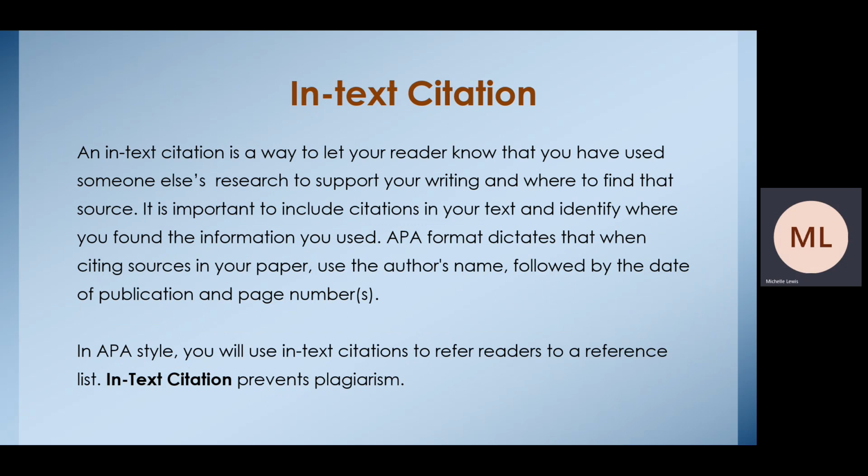What is in-text citation? An in-text citation is a way to let your reader know that you have used someone else's research to support your writing and where to find that source. It is important to include citations in your text and identify where you found the information you used. APA format dictates that when citing sources in your paper, use the author's name followed by the date of publication and page number or numbers. In APA style, you will use in-text citations to refer readers to a reference list. In-text citation prevents plagiarism.